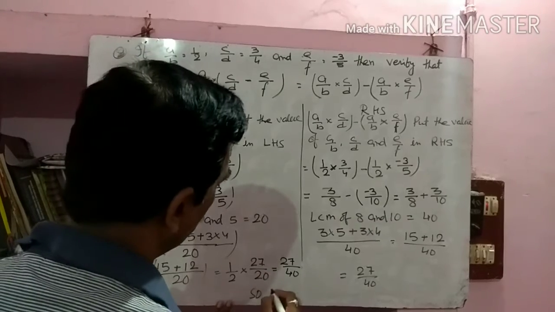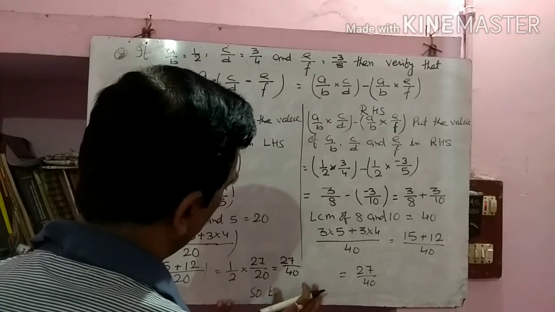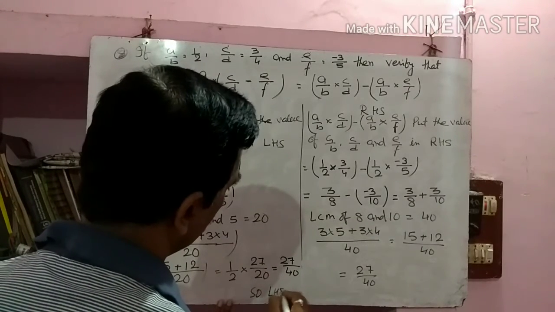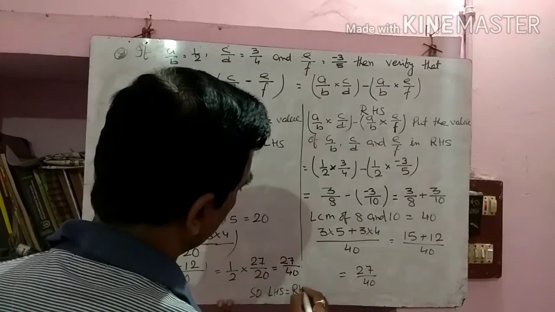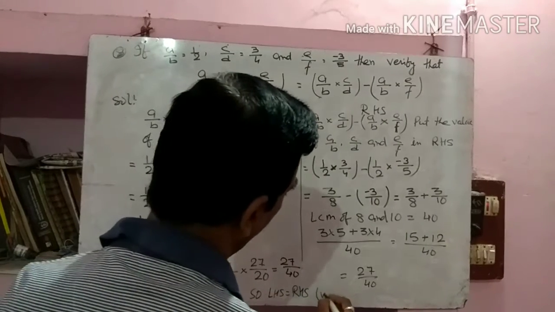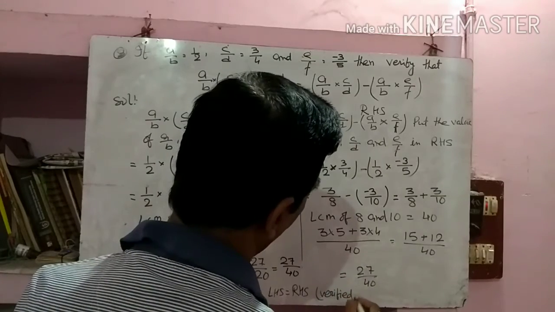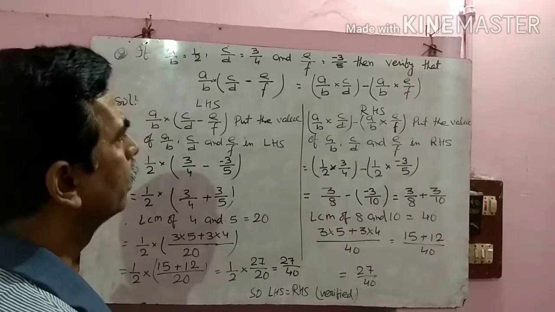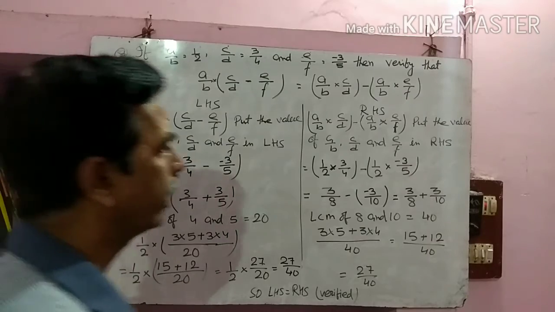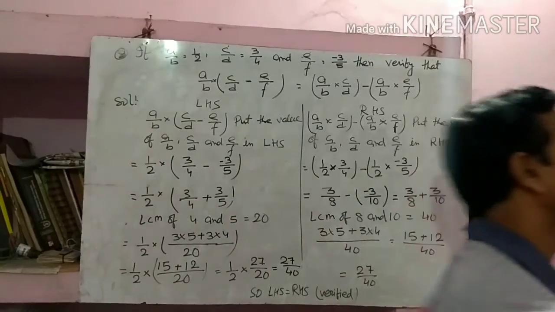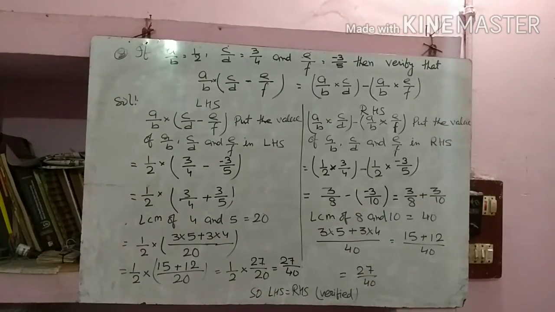So LHS is equal to RHS, and we have verified that. Finally, you write verified. Okay, pause the screen and write this one.